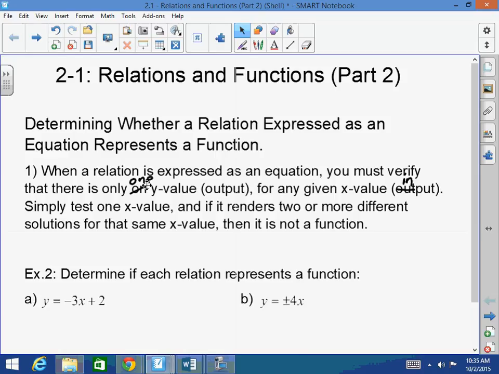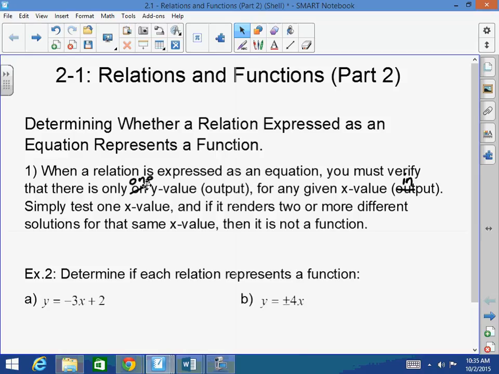You must verify that there is only one y value, the output, for any given x value, the input. Simply test one x value, and if it renders 2 or more different solutions for that same x value, then it is not a function.